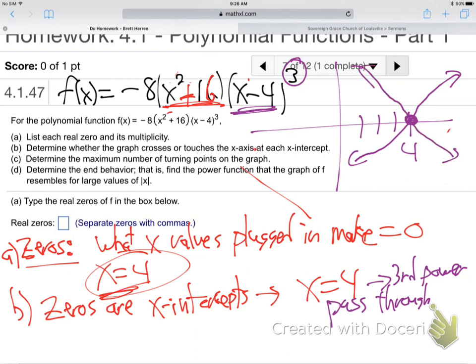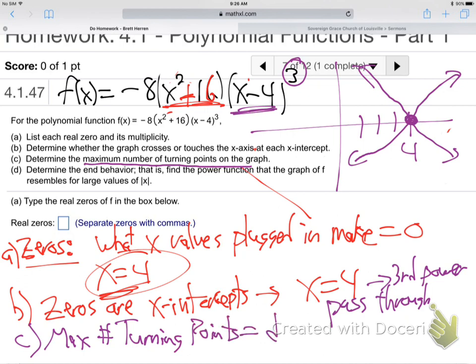Let's keep going. C, determine the max number of turning points on the graph. Max number of turning points equals degree minus 1. Did you know that? Have you seen that before? Whatever the degree of the polynomial, there could be fewer, but there is at most a maximum of that degree minus 1 turning points. Let me show that.